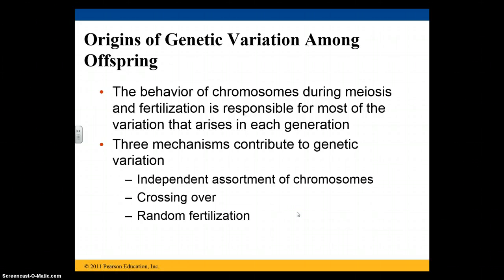It's the behavior of the chromosomes while the cell is separating during meiosis, and then which cells recombine during fertilization that's responsible for the majority of the genetic variation that we see in each generation. So there are 3 main mechanisms that contribute to the genetic variation that we see in organisms, and those are the independent assortment of chromosomes, crossing over, and then random fertilization.